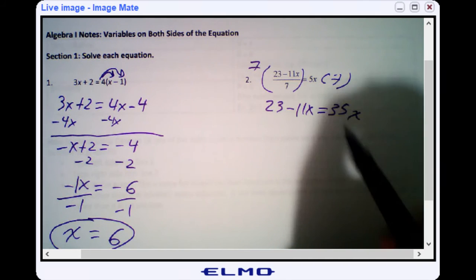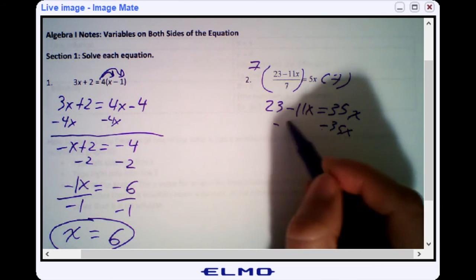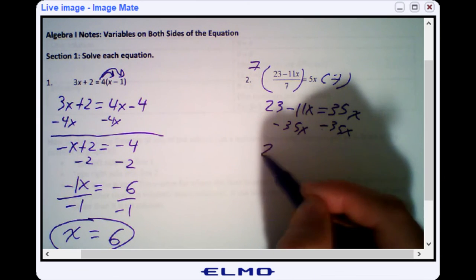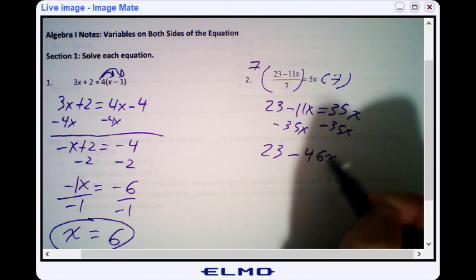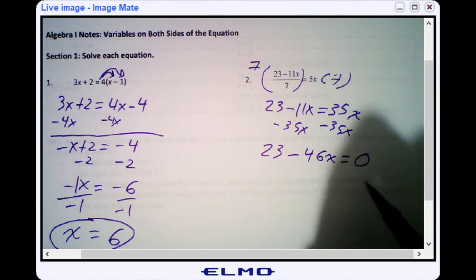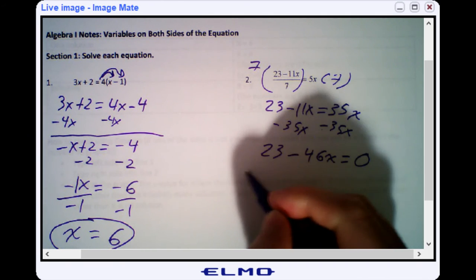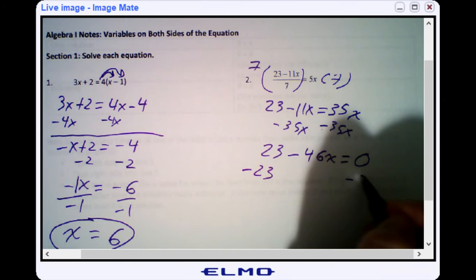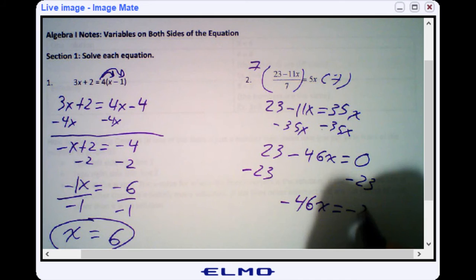Now, if I get my x's all on the left, that's fine. I'm going to subtract 35x from both sides. We'll have 23 minus 46x equals 0. You need to write that equals 0 down. Super important. So if my x's are on the left, my numbers are going to have to be on the right. I'm going to subtract 23 from both sides. Negative 46x equals negative 23.